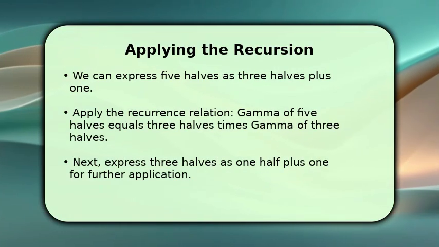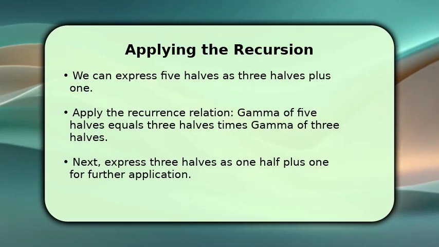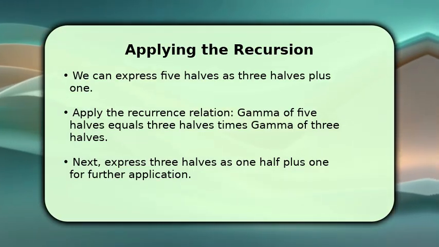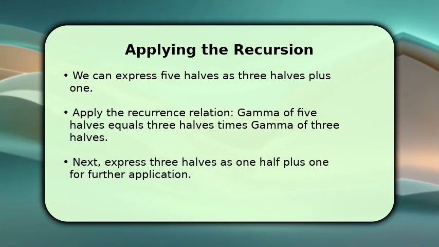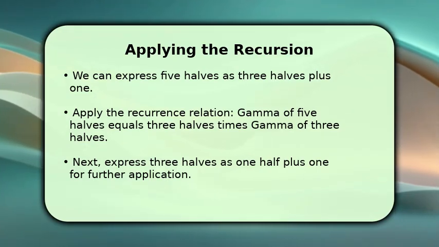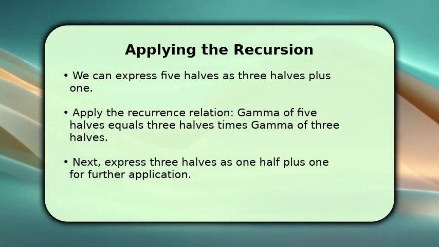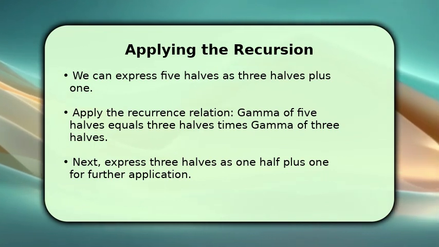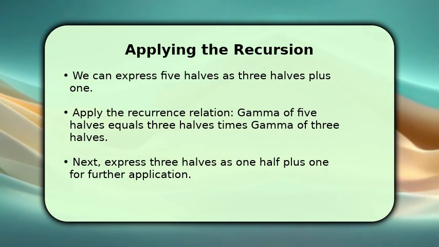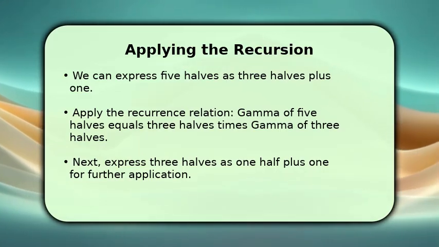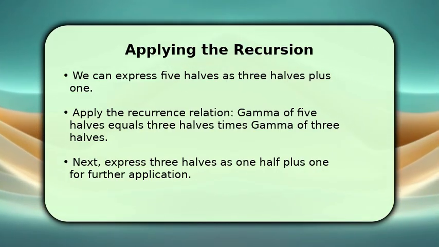Let's begin by applying the recurrence relation. We can rewrite 5 halves as 3 halves plus 1. So, gamma of 5 halves becomes 3 halves multiplied by gamma of 3 halves. Now, we need to evaluate gamma of 3 halves. We can similarly express 3 halves as 1/2 plus 1, preparing for another application of our recurrence formula.